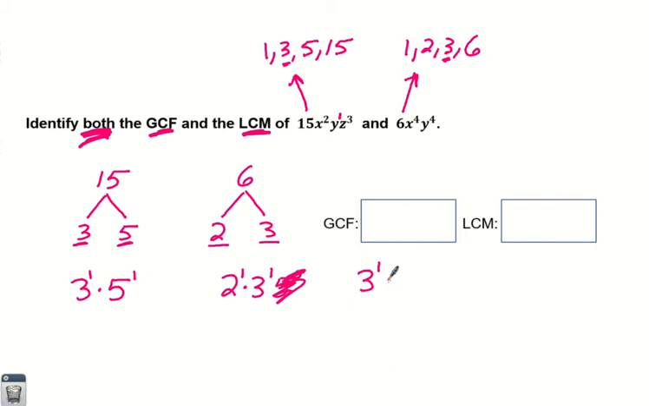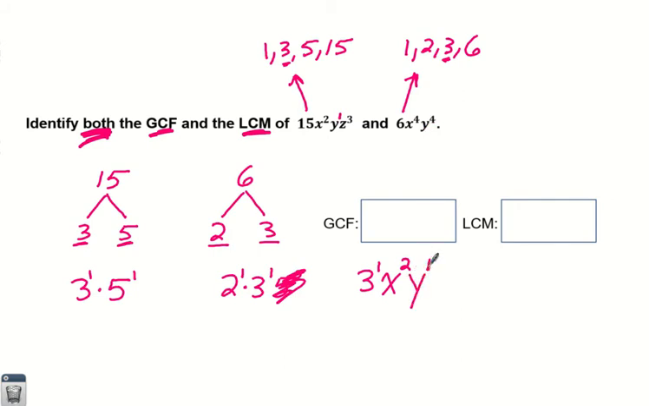But then there's also the 2's. This one has 2 to the first. This one has no 2 at all. So what goes in the GCF? No 2 at all. Right? And then again, now we do the letters. Now we do the x's. We already said that the smaller one was x squared. And then comparing the y's, y to the first, y to the fourth. The smaller one is y to the first.